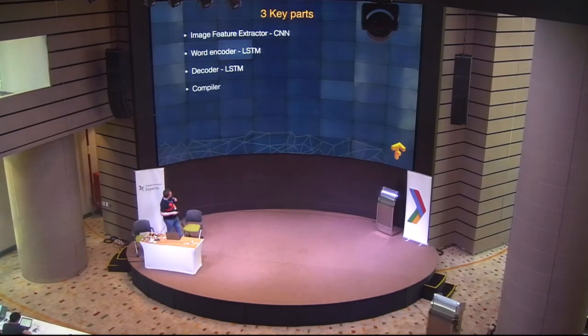I mentioned before we're going to have an image feature extractor. It's going to look at that drawing and work out the key parts of it. We're going to have a word encoder, which takes those words from a GUI file. Then we're going to have a decoder, which is going to turn all this back into tokens. And then our compiler is going to turn those tokens into HTML.